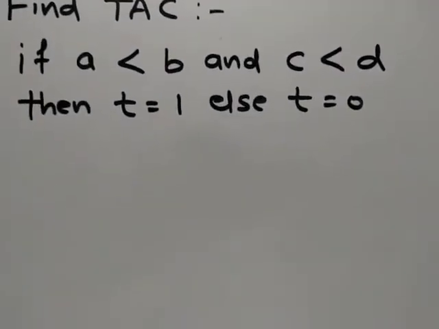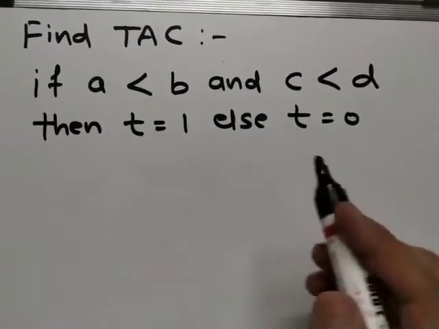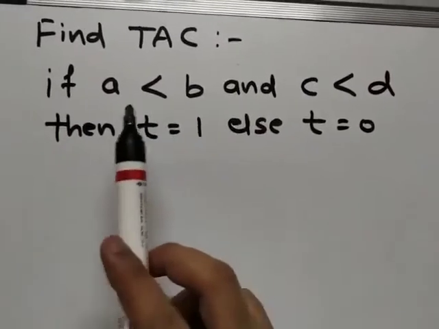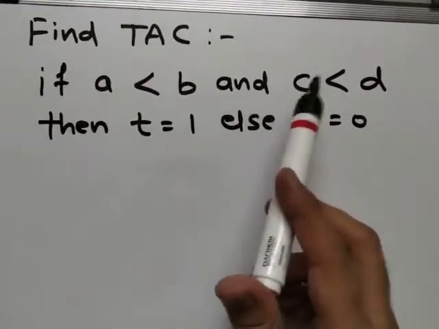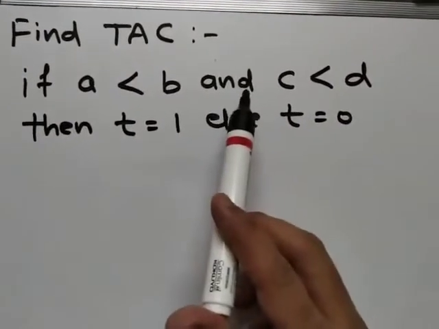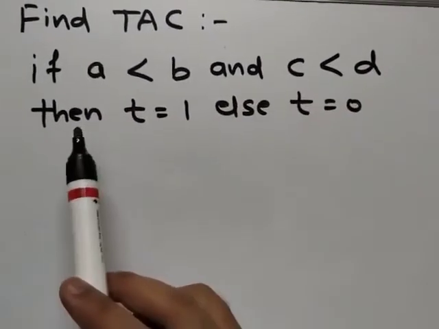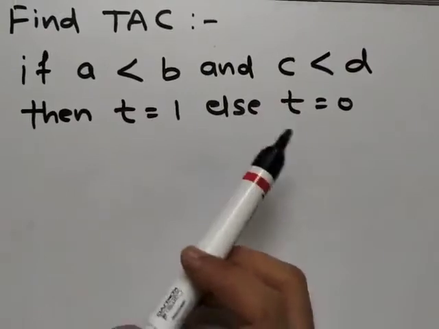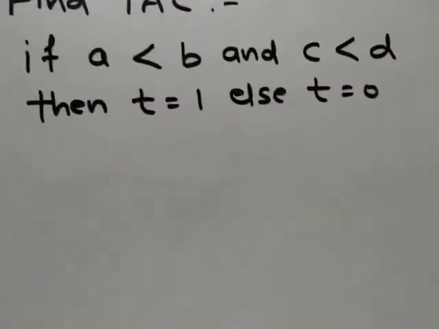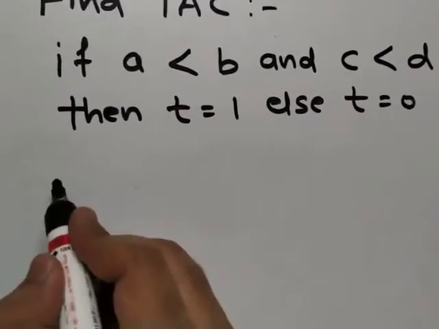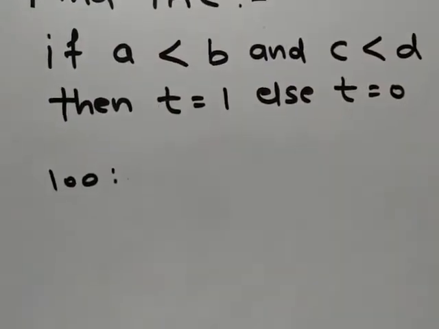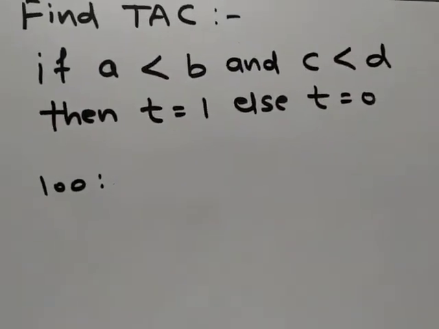Now consider this example where some relational operators are used. If a less than b and c less than d. So logical operators are also used. If a less than b and c less than d, then t equal to 1, else t equal to 0. So as I said, first of all, always start such examples by giving some random addresses. Let us start with 100.